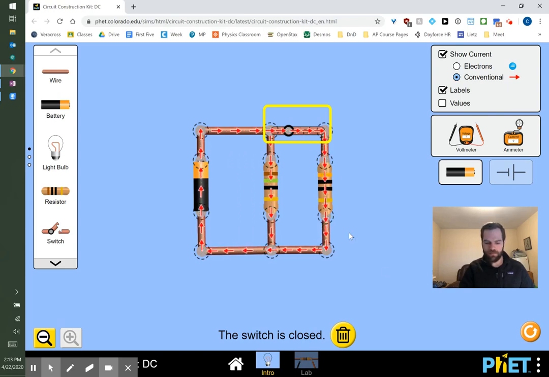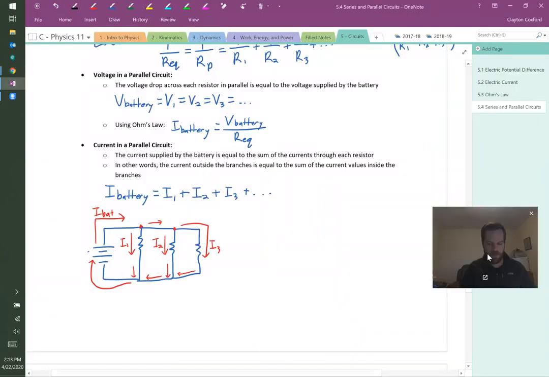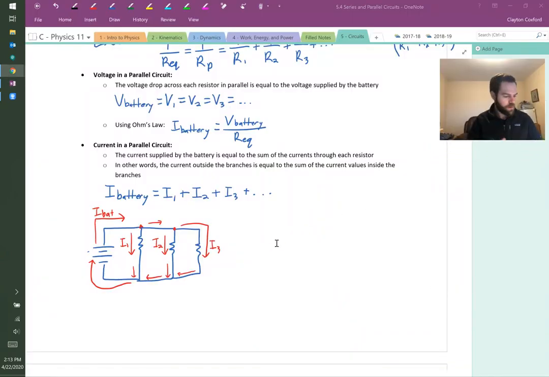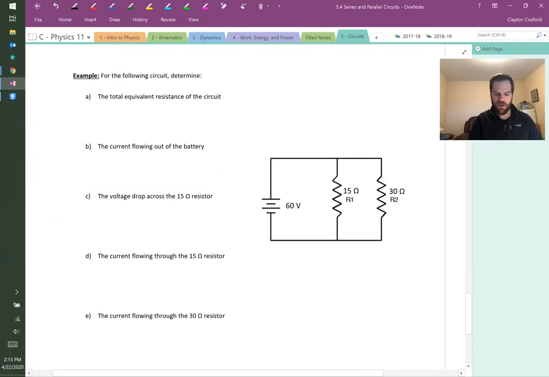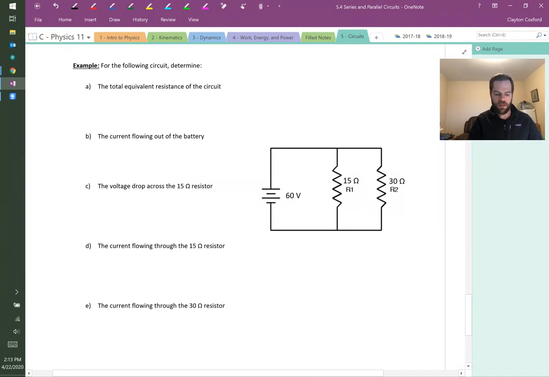All right, let's go to this example. So we're going to look at this circuit, and just like in the previous video, we're going to find the total equivalent resistance, the current flowing out of the battery, voltage drops, and currents flowing through the different resistors. So let's start by finding the total equivalent resistance of the circuit.